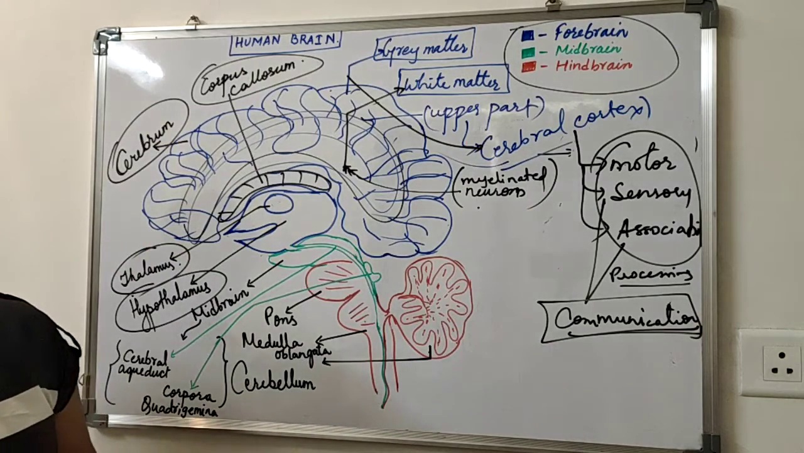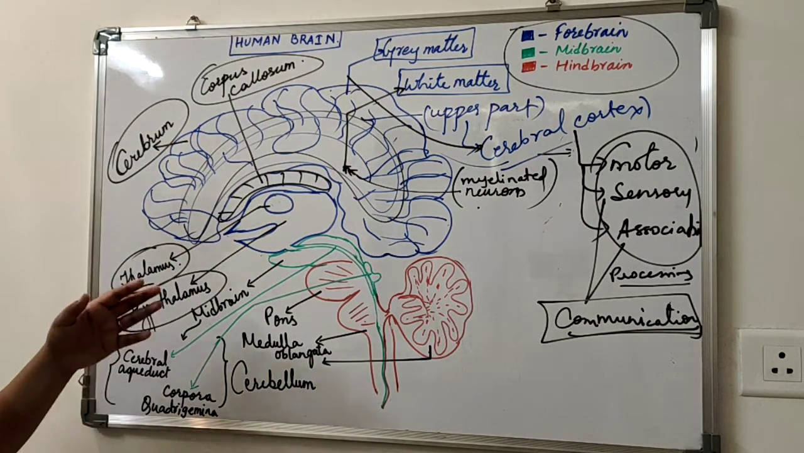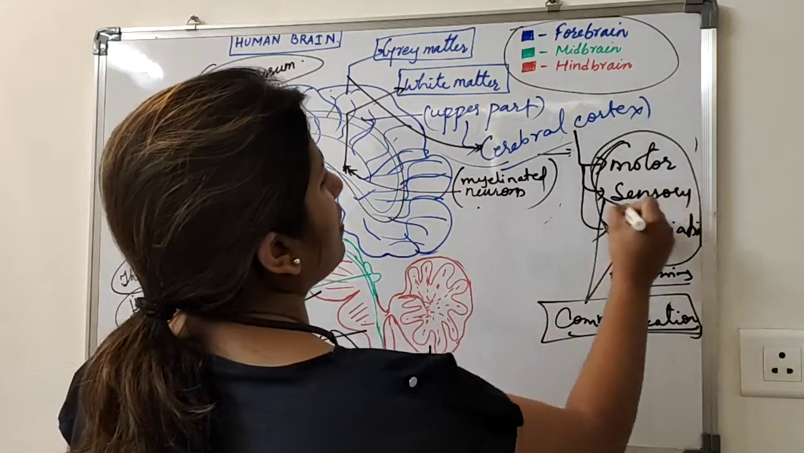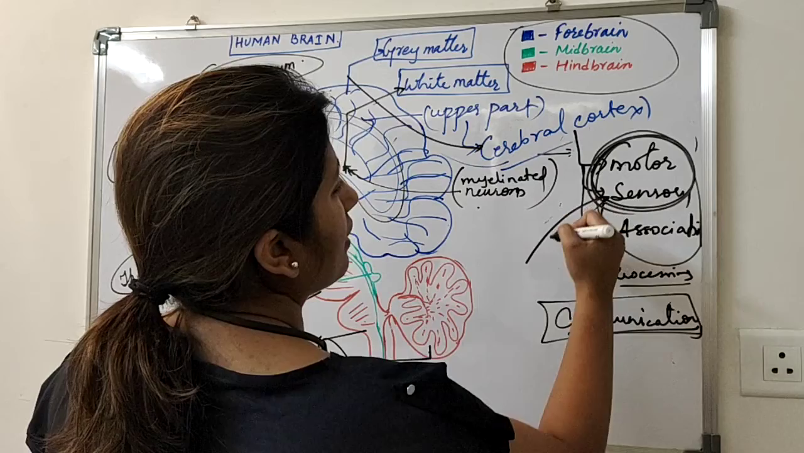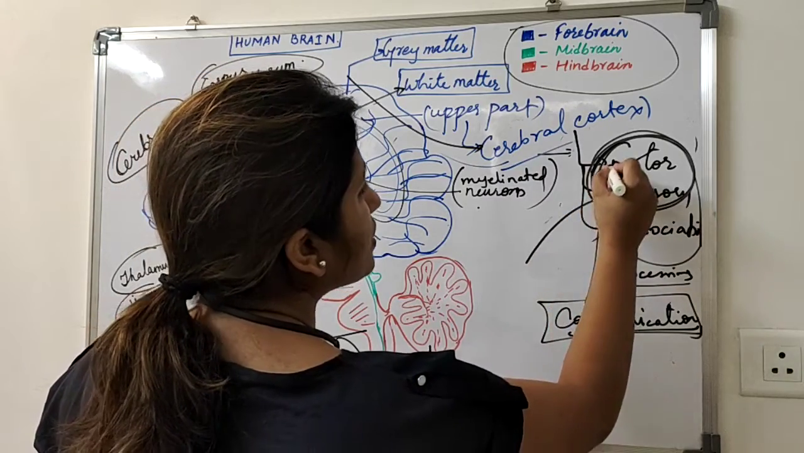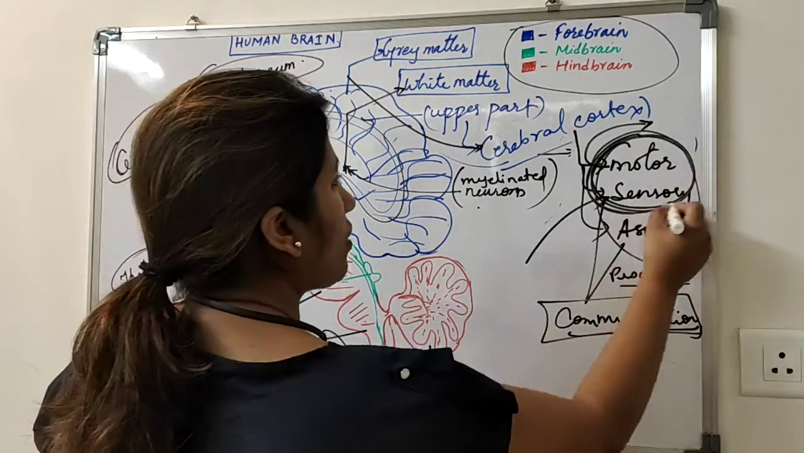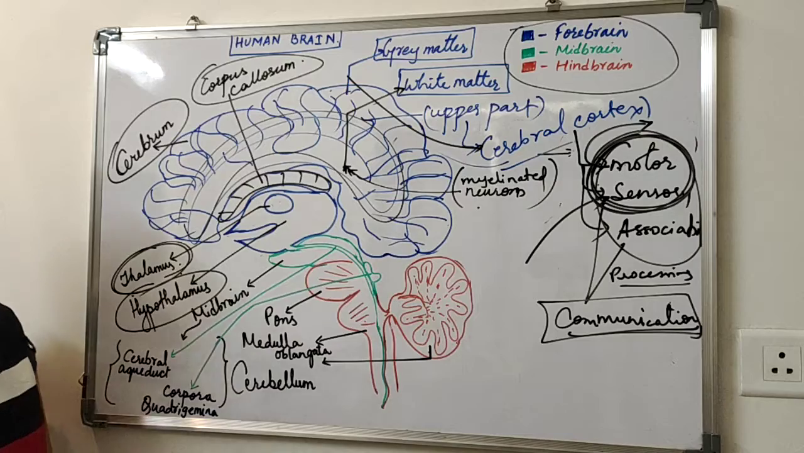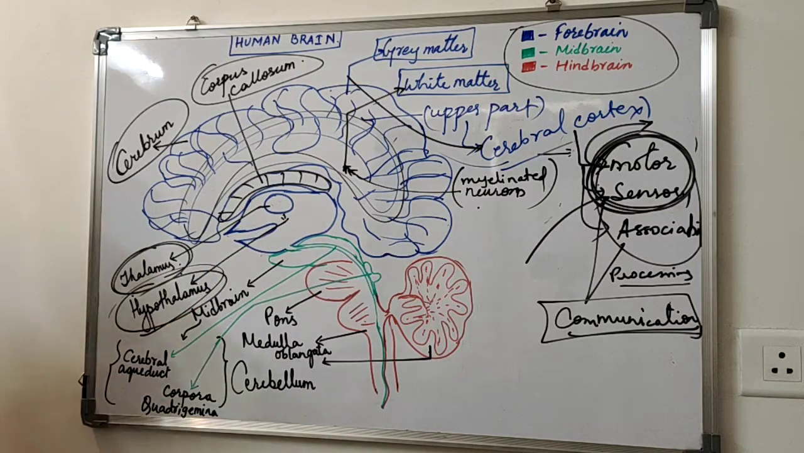So what is the function of the thalamus? The thalamus is a coordinating center for the sensory and the motor neurons. So what information should come to the brain through the sensory neuron, and what information should go from the brain to motor neurons, that coordinating center is present in the thalamus. Next is the hypothalamus, which lies just below the thalamus.